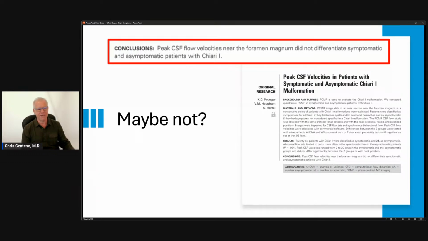In order to use a diagnostic test and say that diagnostic test proves someone has symptoms, you have to do these studies with asymptomatic and symptomatic patients. And you have to have something that you can point to that is only in the symptomatic patients that differentiates them from the asymptomatic patients.